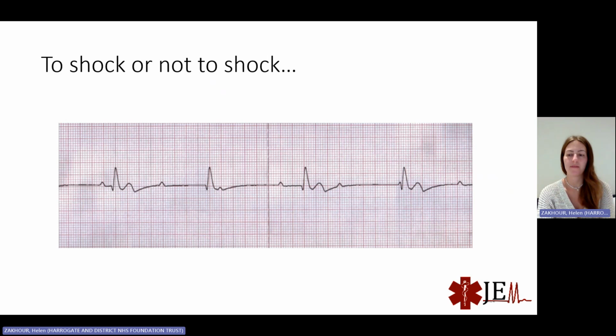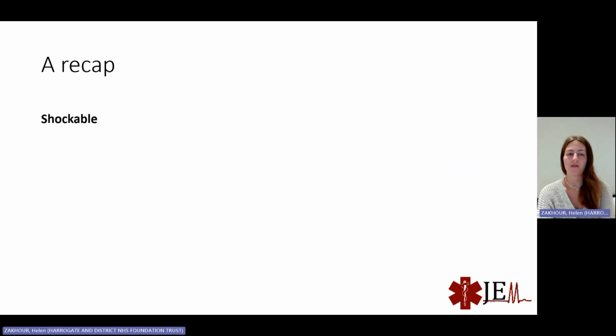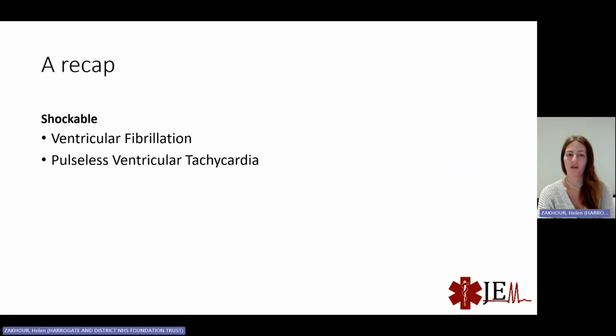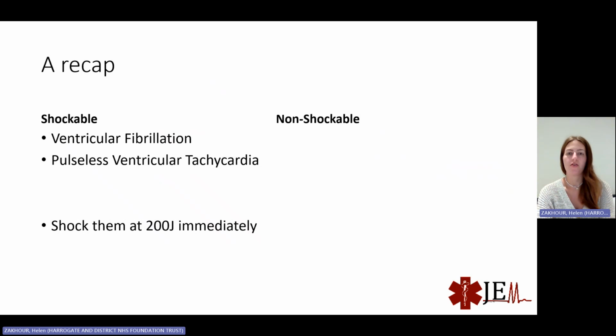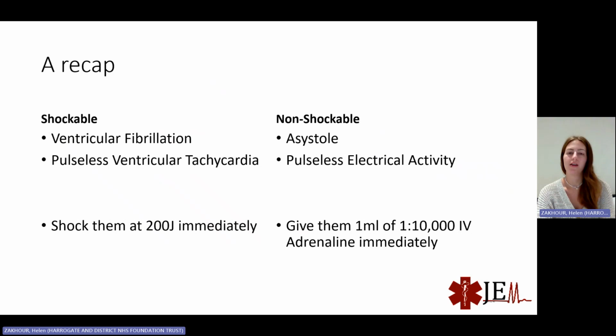So to summarise, you have some shockable rhythms, including VF and pulseless VT, and you need to give them a shock at 200 joules or whatever the local guideline is. There are some non-shockable rhythms, such as asystole and pulseless electrical activity, and what you need to do is give them 1 ml of 1 in 10,000 IV adrenaline immediately, and then carry on with the algorithm.